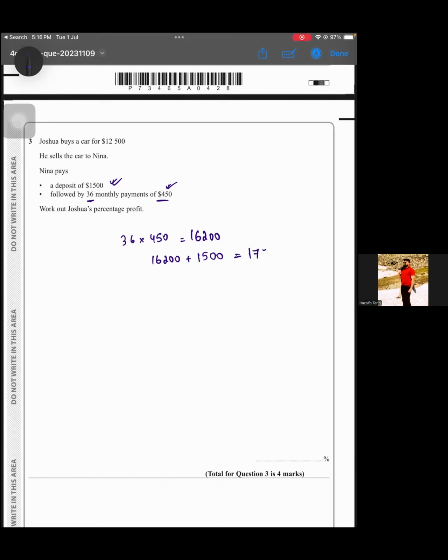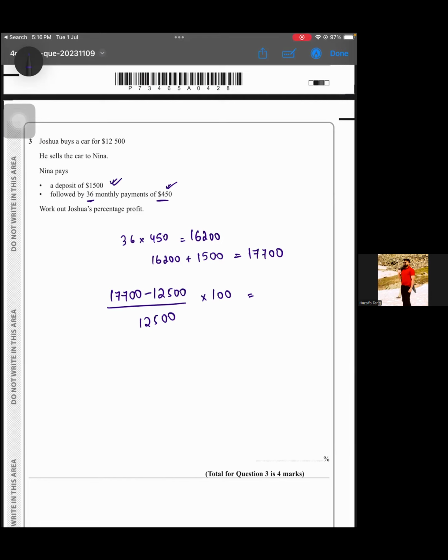Now we have to do new minus old over old times 100. Correct. So we'll do the percentage: 17,700 minus 12,500, over 12,500, times 100, which is equal to... one second, let me take out my calculator.